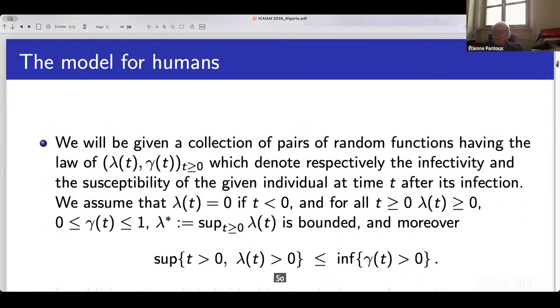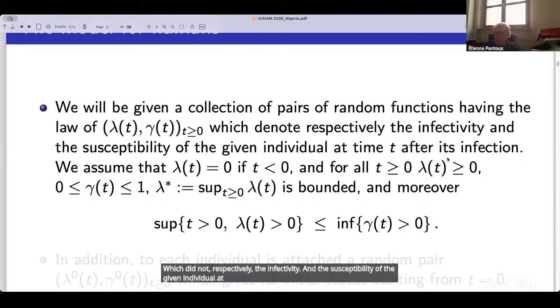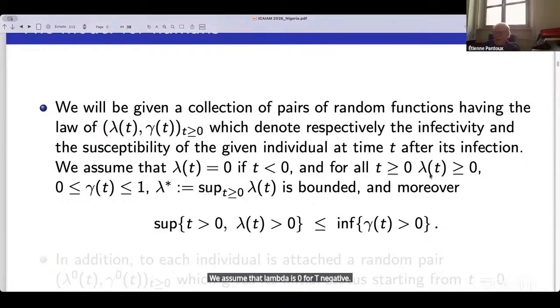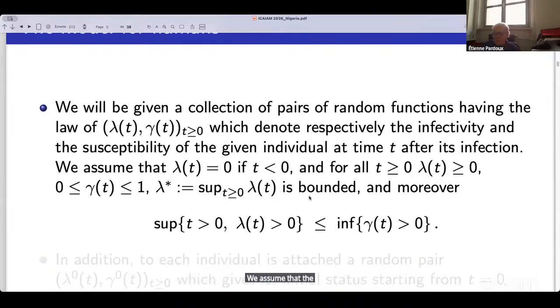So let me first present the model for humans. We will be given a collection of pairs of random functions having the law of the pair lambda, gamma of t, which denote respectively the infectivity and the susceptibility of the given individual at time t after its infection. We assume that lambda is 0 for t negative, and that lambda is non-negative for all t greater than or equal to 0. Gamma is between 0 and 1. We assume that the sup of lambda of t is bounded.